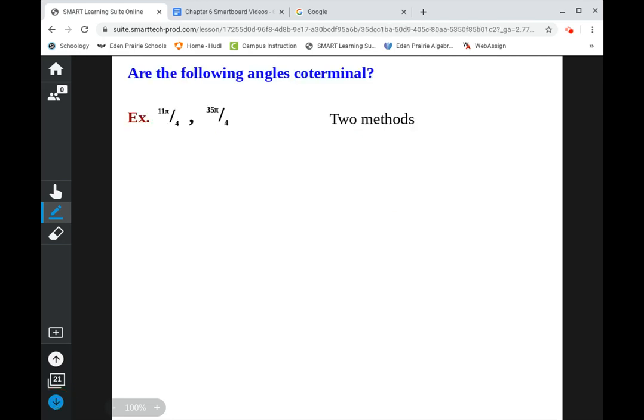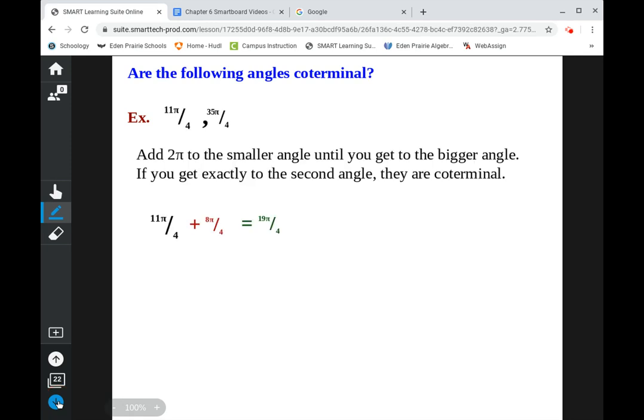Okay, there's 2 different methods to figure out if angles are coterminal. So the question is, are 11 pi over 4 and 3 pi over 4 coterminal? Remember the definition of coterminal. There's 2 different methods. First method, we can continue to add 2 pi to the smaller angle until you get to the bigger angle. As long as they overlap, then they're coterminal. Or as long as they get the same angle, they're coterminal.